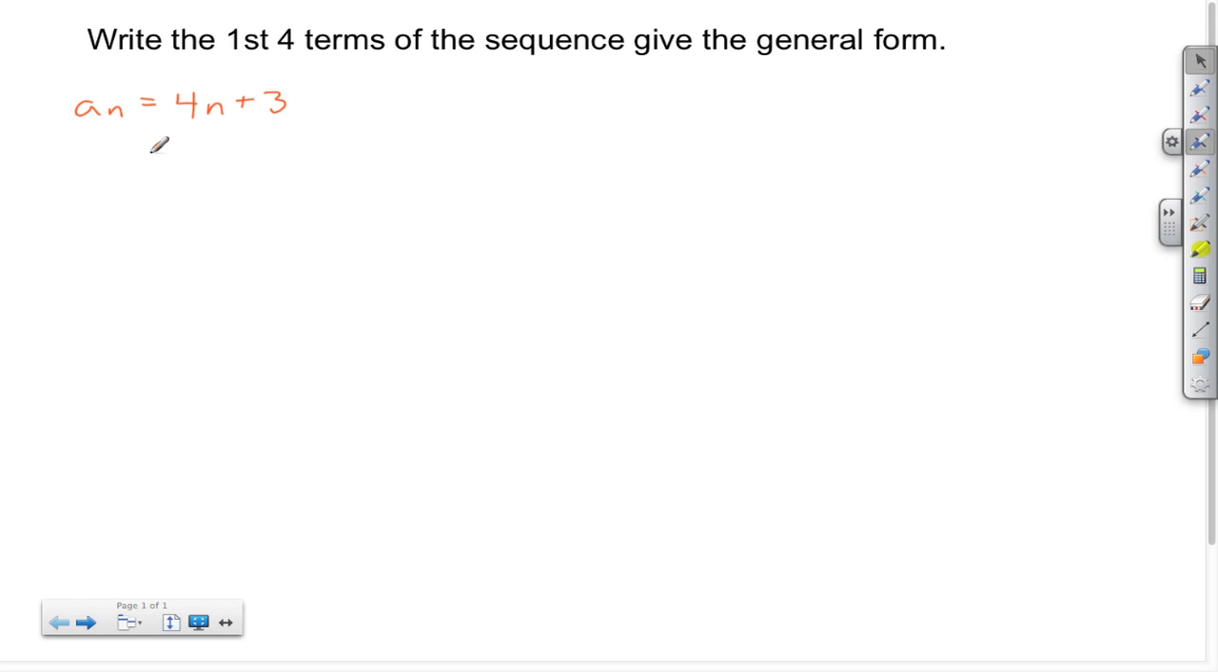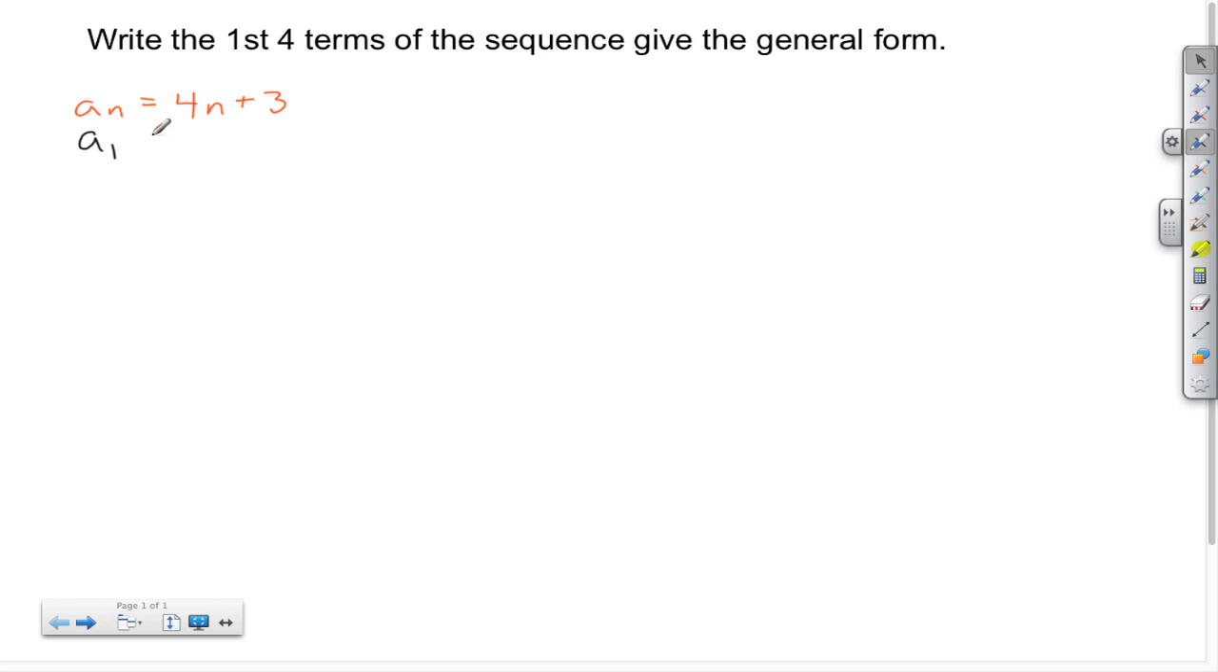In today's video, we're going to write the first four terms of a sequence given the general form. And here the general form is already written for us in orange. And that's a sub n is equal to 4 times n plus 3. So let's generate this first term.